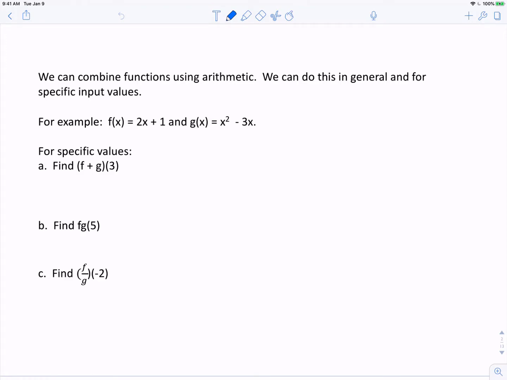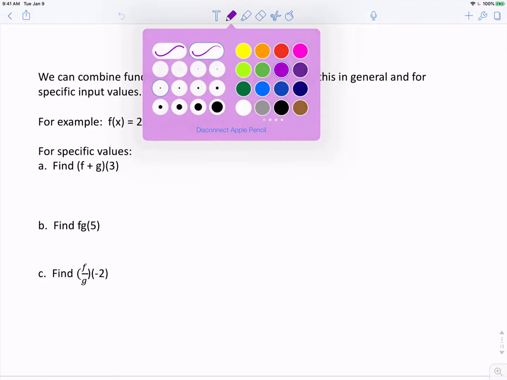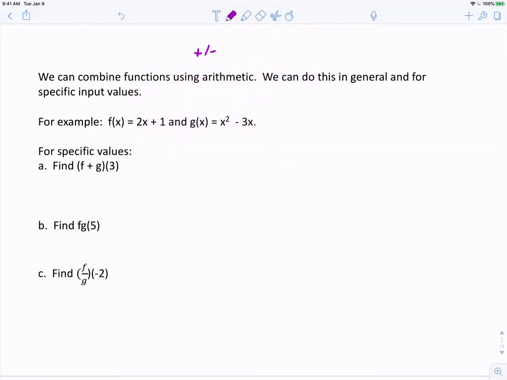We can combine functions using arithmetic. So when we say arithmetic, what we're talking about are the basic operations of adding, subtracting, multiplying, and dividing. We can do this in general and for specific input values.